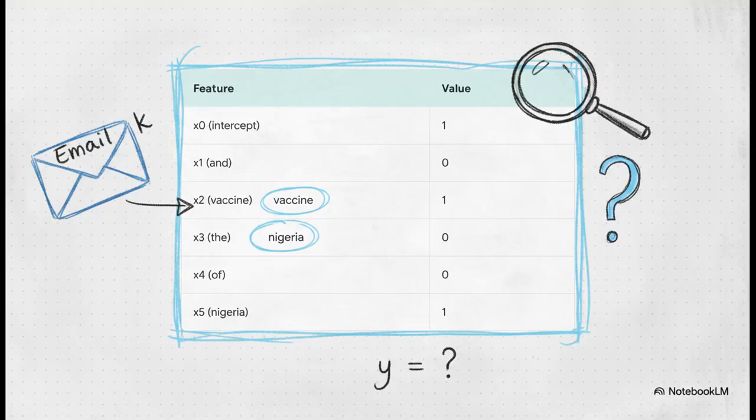So first things first, we have to turn email K into numbers, just like before. So we scan it and see that it contains the words vaccine and Nigeria. That means it gets a 1 for its intercept, a 1 for X2, a 1 for X5, and zeros for everything else. And that Y column? It's a big question mark. That's what we need to figure out.